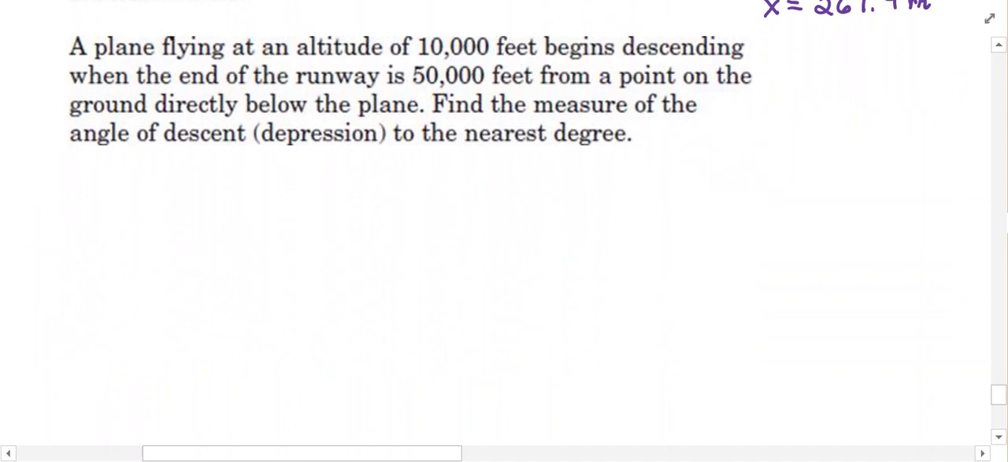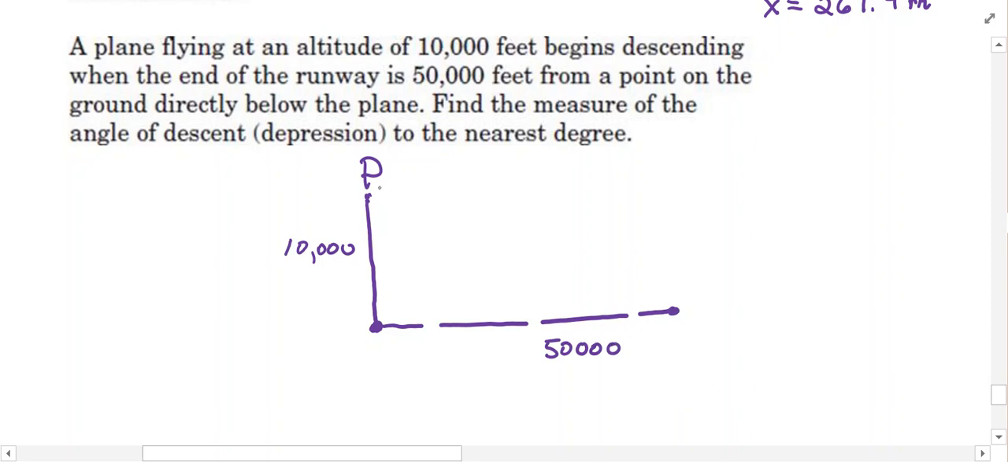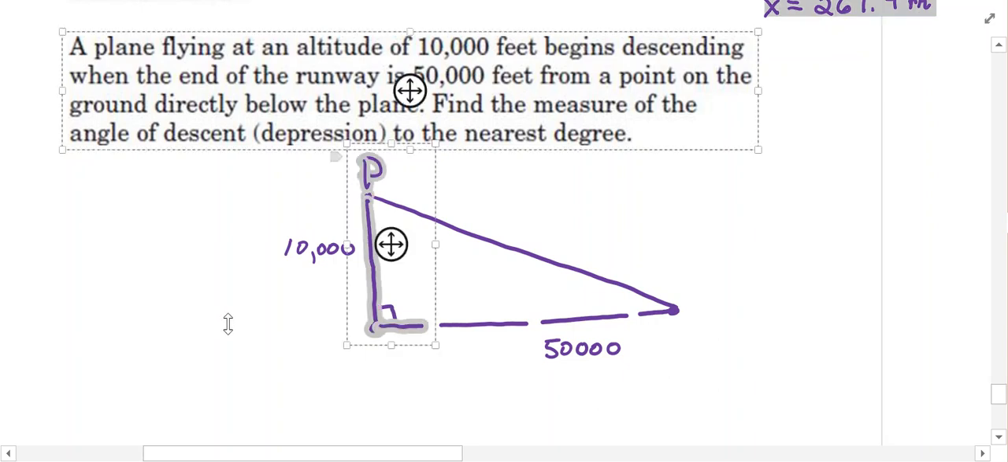Problem number 19. A plane flying at an altitude of 10,000 feet begins descending when the end of the runway is about 50,000 feet from a point on the ground directly below the plane. So let's say this be our plane. Here's a point directly below it. We know it is 10,000 feet in the air. We know this point is the end of the runway, which is 50,000. There's our right triangle.